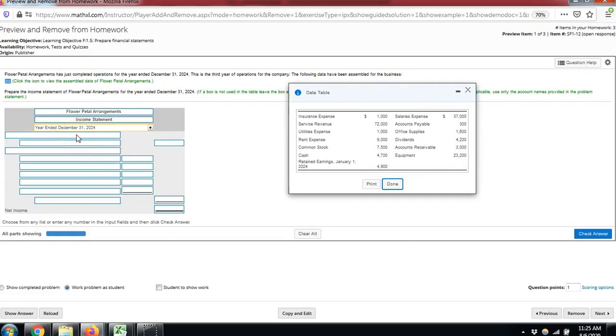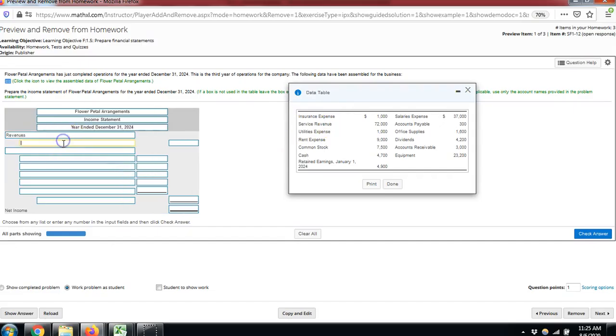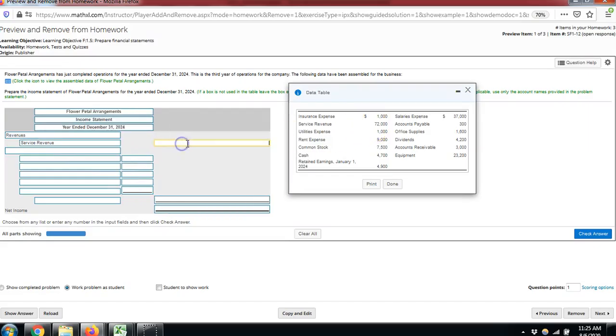At the top, we're going to have our revenues. We see here that we have service revenue of 72,000. Okay, so that part is done. I looked through the list and I don't see any other revenues. So now let's list the expenses.